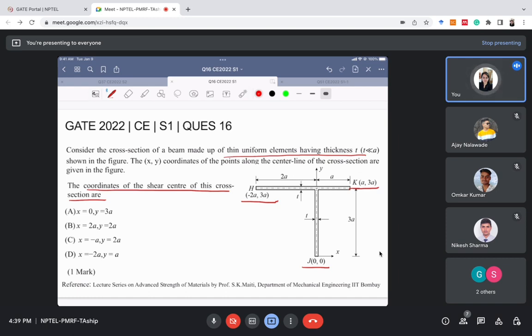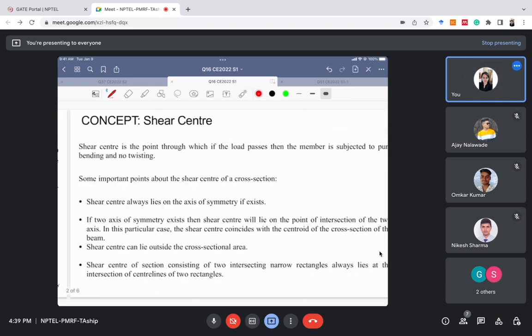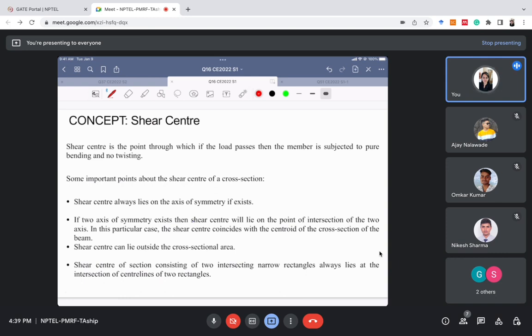You just need to know what the shear center is and some facts related to it. Let me tell you what the shear center is. The shear center is a point in a cross section through which, if the load passes, the member is subjected to pure bending and no twisting. Please keep that in mind.